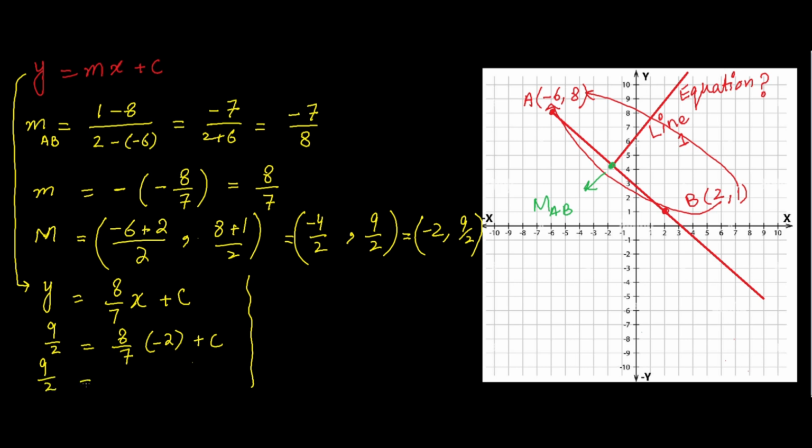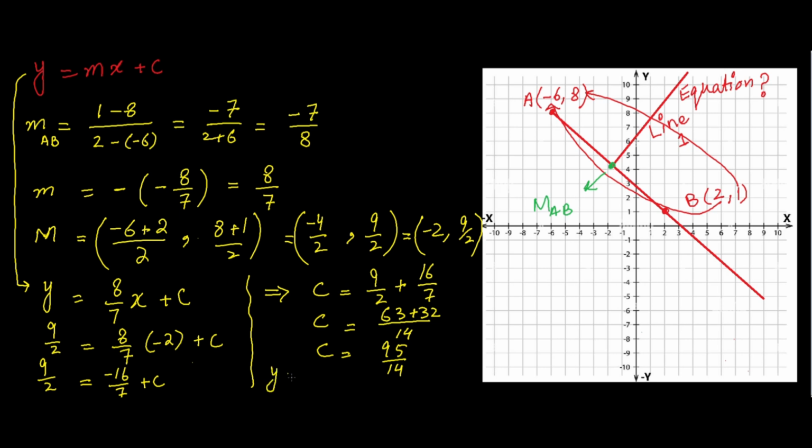9 over 2 is equal to minus 16 over 7 plus C, and C will be equal to 9 over 2 minus minus 16 over 7. When the minus 16 over 7 comes from the right side to the left side, it becomes plus 16 over 7. And now we will take the LCM. 2 into 7 is 14. 9 times 7 is 63. 16 times 2 is 32. And 63 plus 32 is 95 over 14. Now we will substitute this value of C in the equation.